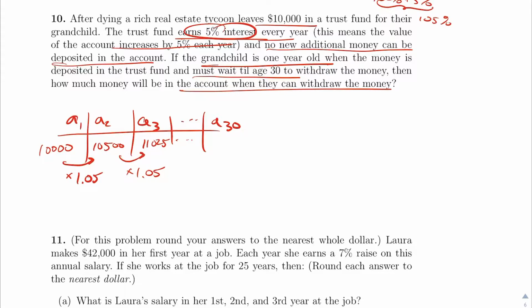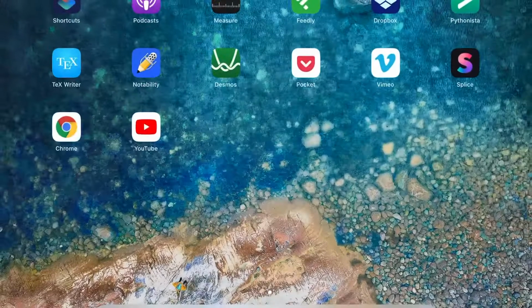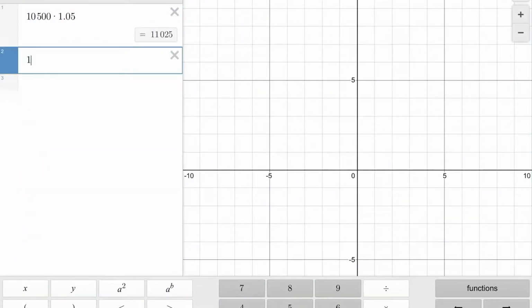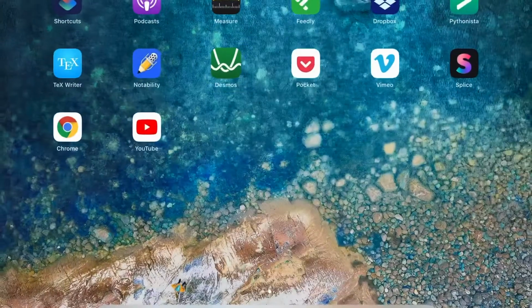Sounds like an explicit formula will be really useful here. So we start at A1, 10,000, and we multiply it by 1.05 a bunch of times. To get to the third, we multiply by it twice. To get to the 30th, we multiply by it 29 times. So A sub 30 is equal to 10,000 times 1.05 to the 29th power, which is about $41,161.